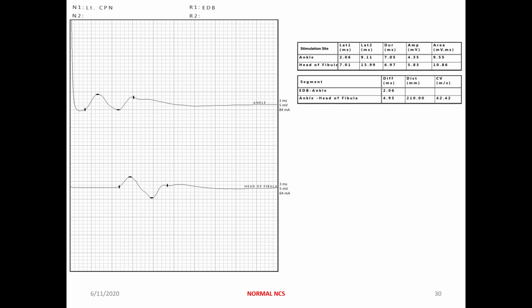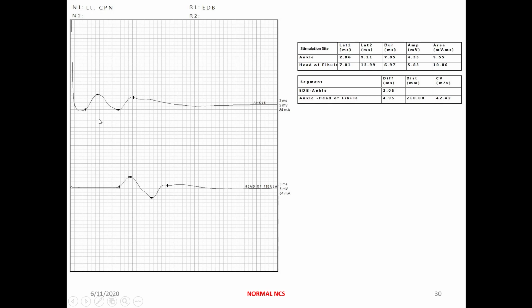Now the report is in your hand. Now what to do? We have to start with this reading. That is 3 millisecond, that is the sweep speed. In this graph you can see there are large squares as well as small squares. So 3 millisecond means horizontally 1 centimeter is equal to 3 millisecond.